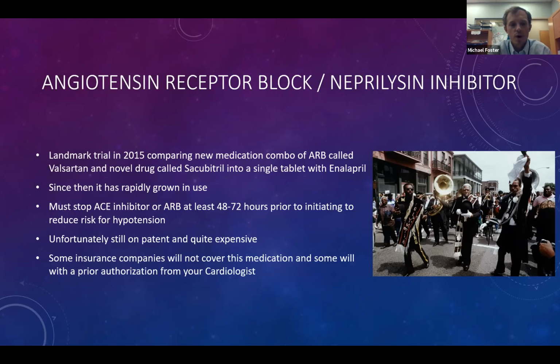Usually insurance companies will require a prior authorization from the cardiologist before they would fill it. So again, if it's the first heart failure event in a hospital, the cardiologist may actually initiate this first line without ever having the patient on an ACE inhibitor or an angiotensin receptor blocker before. However, if it's done in the outpatient world, there will be at least a 2-day time period that the physician would ask you to stop your ACE inhibitor or angiotensin receptor blocker.